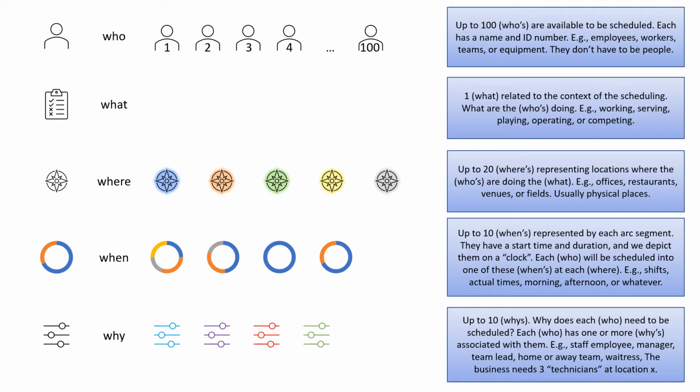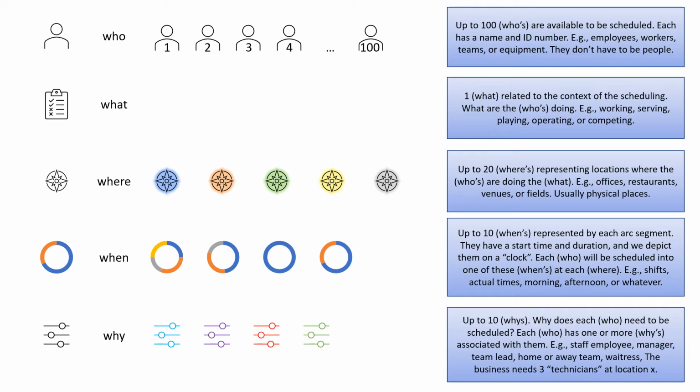The where is, where is this going to happen? There could be up to 20 different wheres. Restaurants, for example, I illustrated an example with 4, you could have 20. Office locations, you could have up to 20 offices. Sports teams would be playing on venues or fields. Okay, so just anything you want to call a where location.